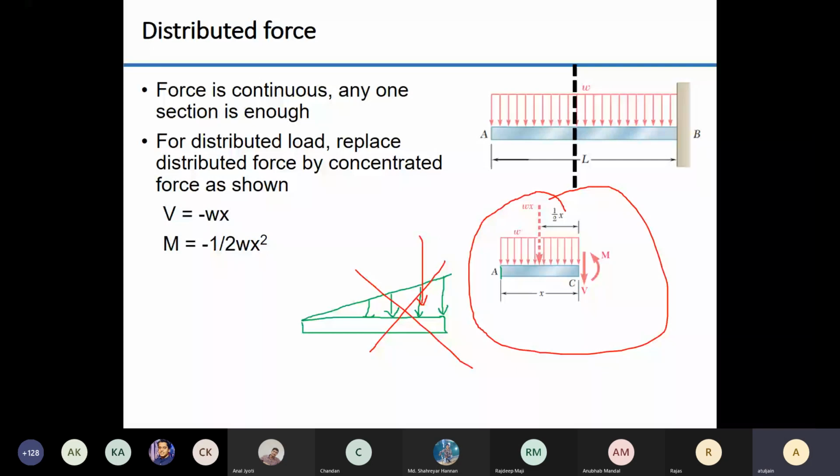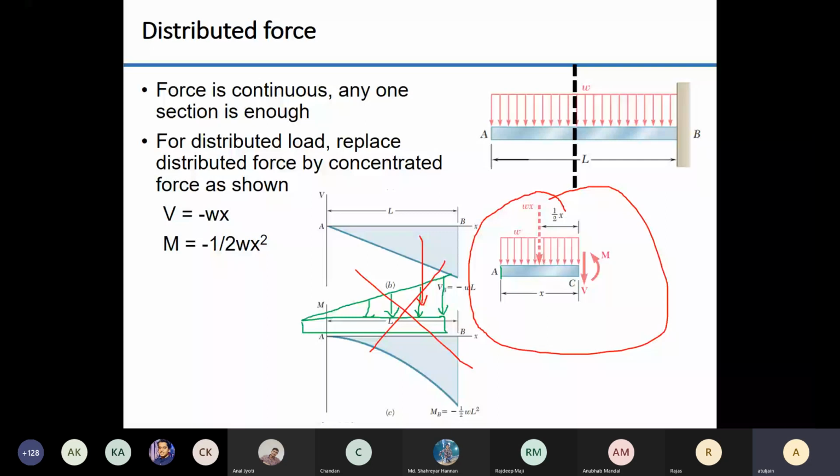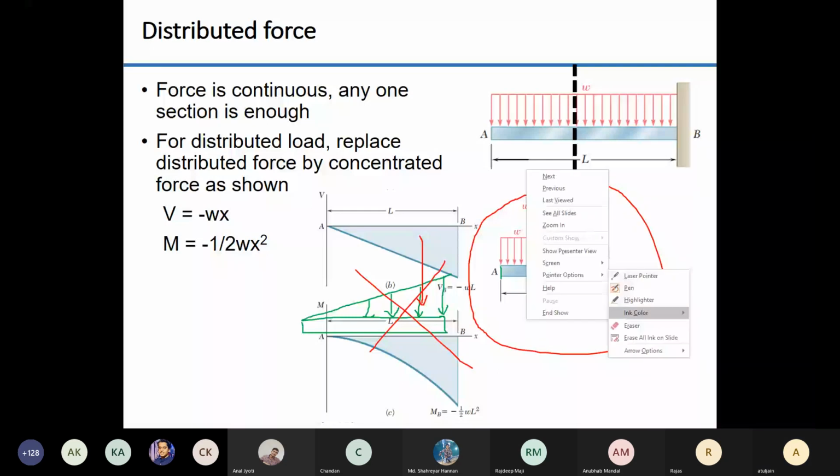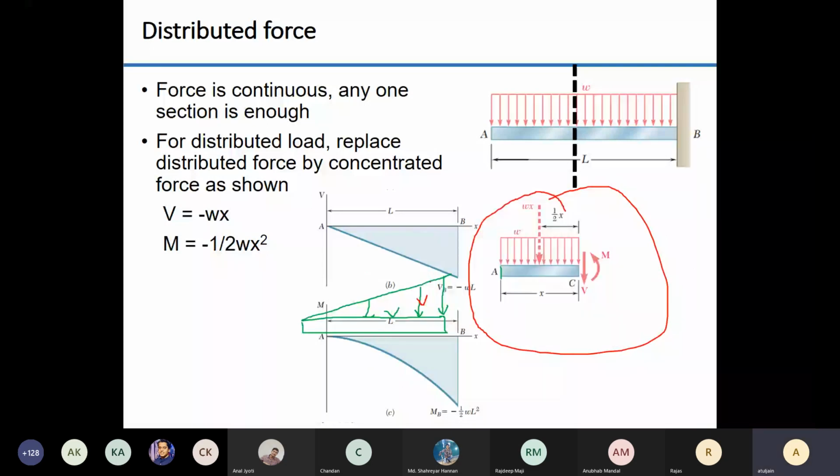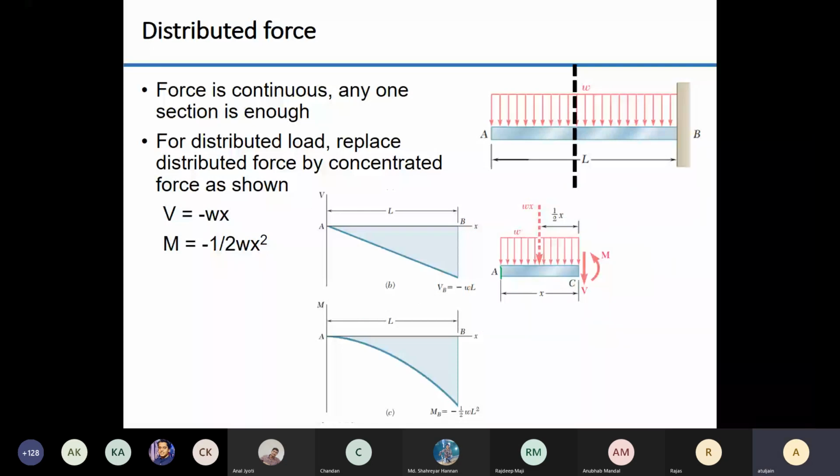Okay, so basically, coming back to our shape, this is what the shear force and bending moment diagrams will look like. V is equal to Wx, so it is increasing, decreasing linearly. M is equal to half Wx into x, so it is half Wx squared, it decreases like this. Okay?